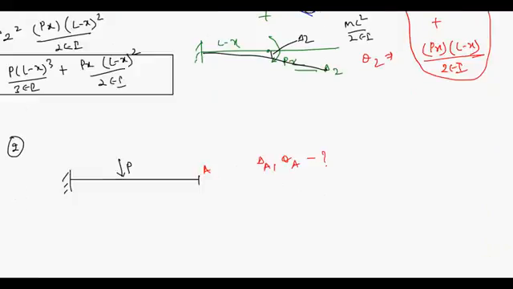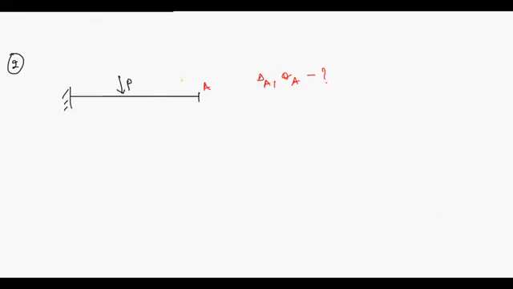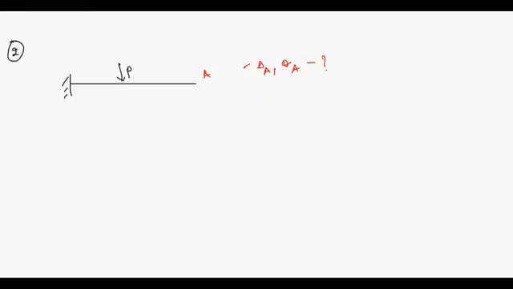Now you come to this question. P is applied here. This is your cantilever. You want to calculate delta A and theta A. Delta A and theta A is what you want to calculate.